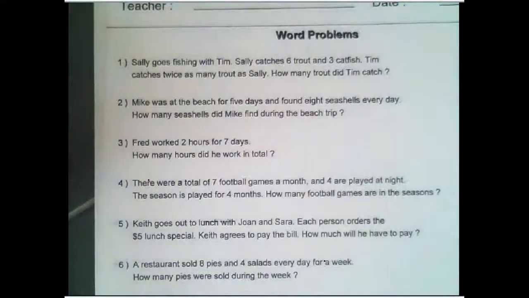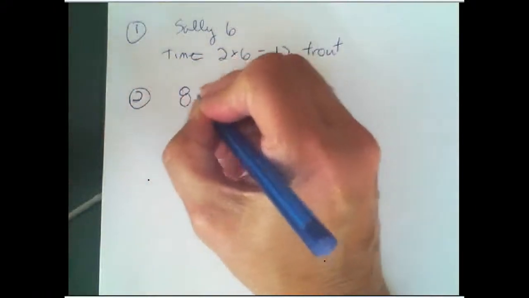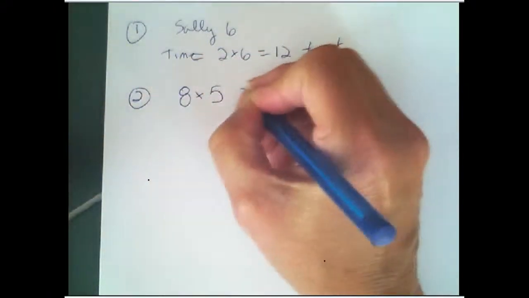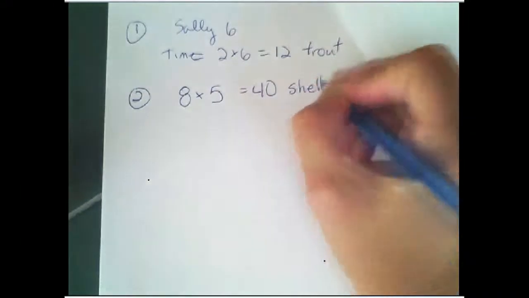Question 2. Mike was at the beach for 5 days and found 8 seashells every day. How many seashells did Mike find during the beach trip? So on day 1, he found 8. Day 2, he found 8. Day 3, day 4, and day 5. Each of those he found 8. We can multiply for number 2. We can take those 8 seashells times the 5 days, and we would say that Mike found 40 shells.